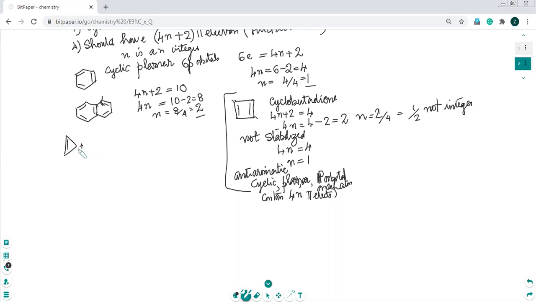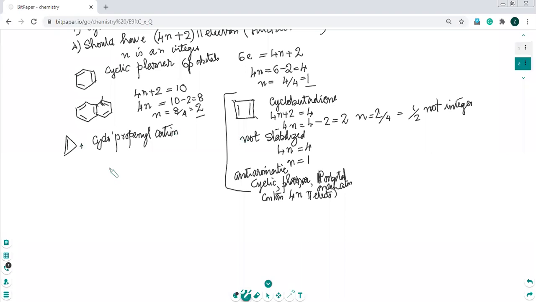Cyclopropene. It's not cyclopropene. Cyclopropenyl cation. This is known as cyclopropenyl cation. Okay. Now cyclopropenyl cation. See this. It's a cation, that means it's in the positive charge.